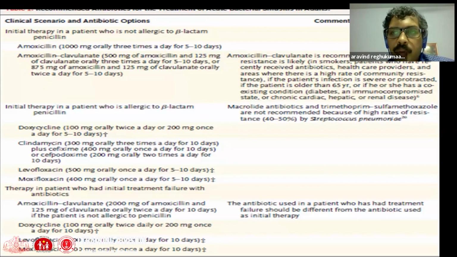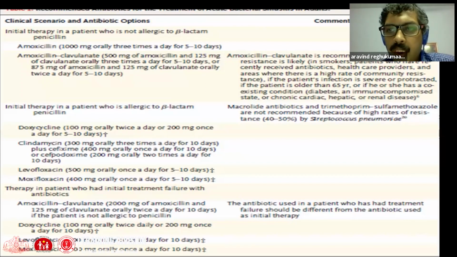And mind you, pay attention to the dose of amoxicillin for sinusitis. It is 1 gram TID for 5 to 10 days. You need to give 1 gram amoxicillin TID for 5 to 10 days, not 500 milligrams. It's 1 gram of amoxicillin to take care of pneumococcus in sinusitis. An alternative will be using Augmentin 625 TID for 5 to 10 days, or Augmentin 1 gram BD for 5 to 10 days. So ideally, the drug to be selected happens to be amoxicillin.